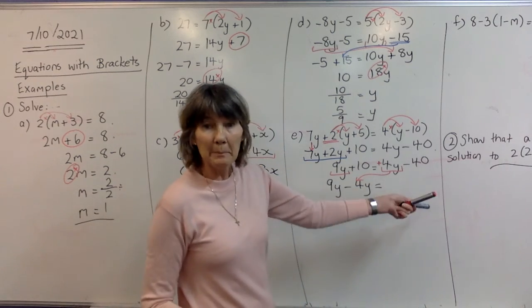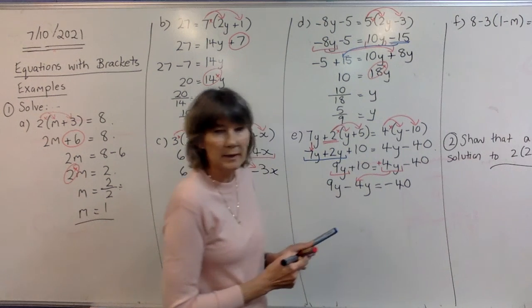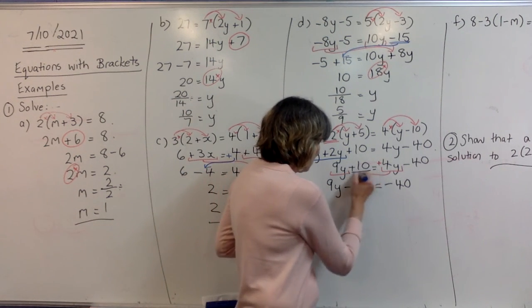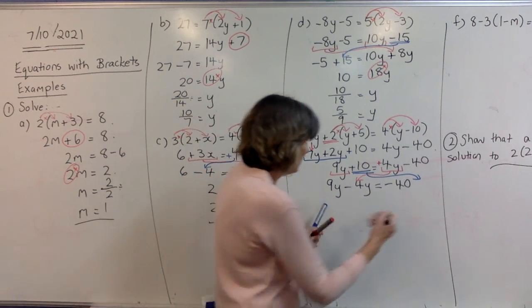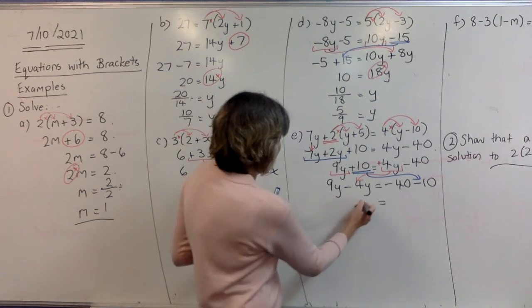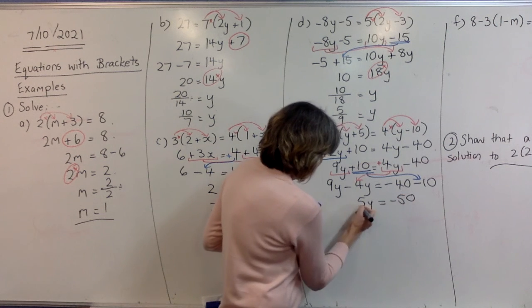That means our numbers have to be over this side. Minus 40 is already there, so we can write it down. And this one here, the plus 10, that's moving over, and it will become minus 10 when it moves. Now let's collect everything. We've got 5y on this side and minus 50 over here.